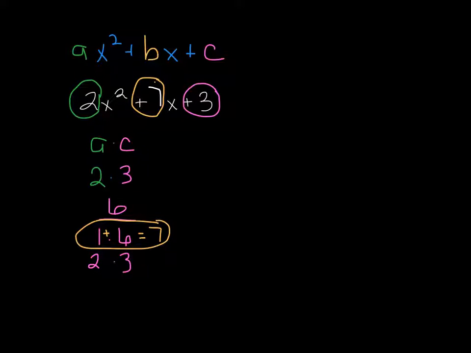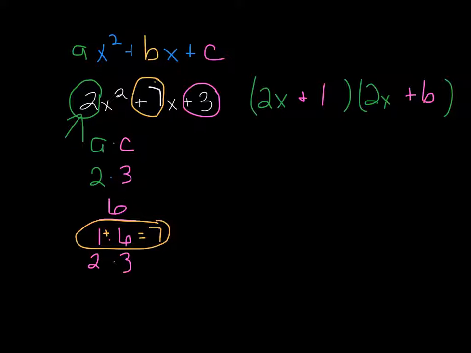So now, when we write our two binomials, both of them are going to have 2x at the beginning because 2x was our a. And then at the end, we will put 1 and 6 because that was the pair we got to equal b in the middle. Now, the problem is when we go to FOIL, 2x times 2x is going to be 4x squared. So we've got an extra 2x in there we need to take out.